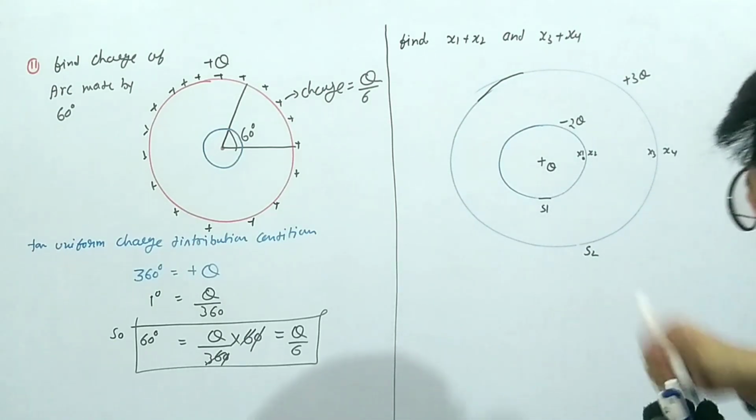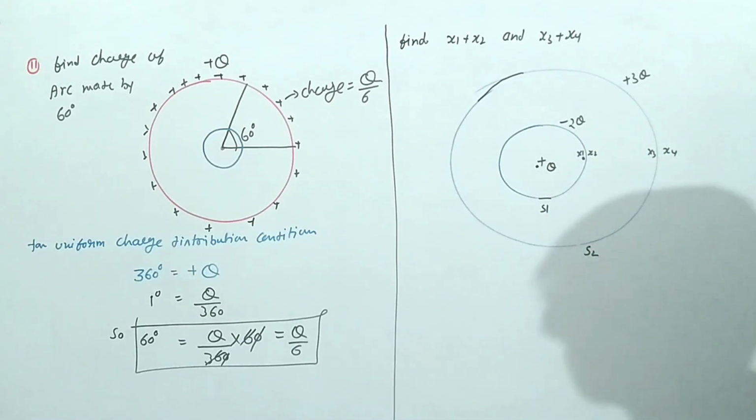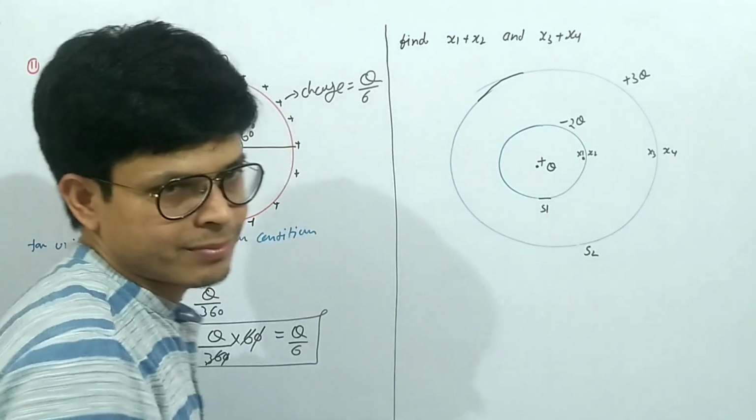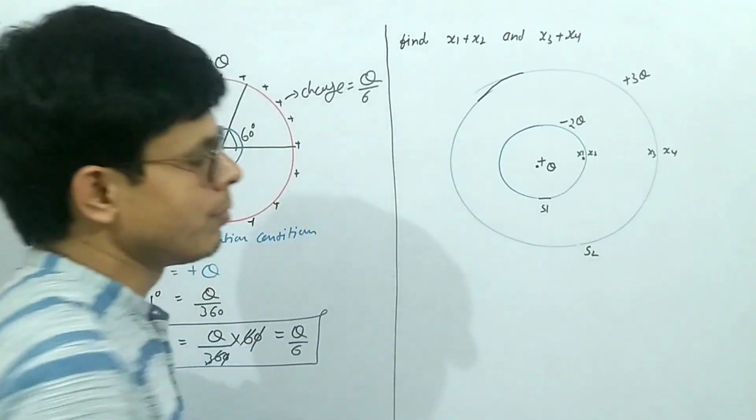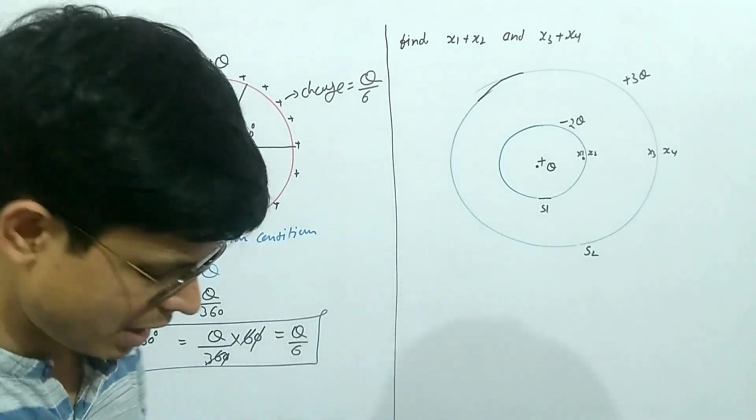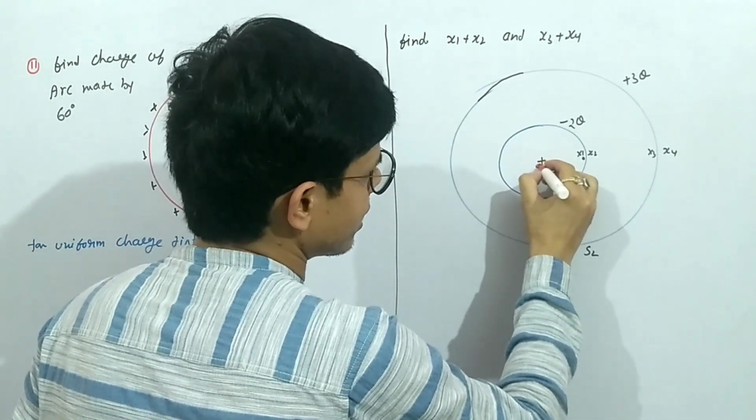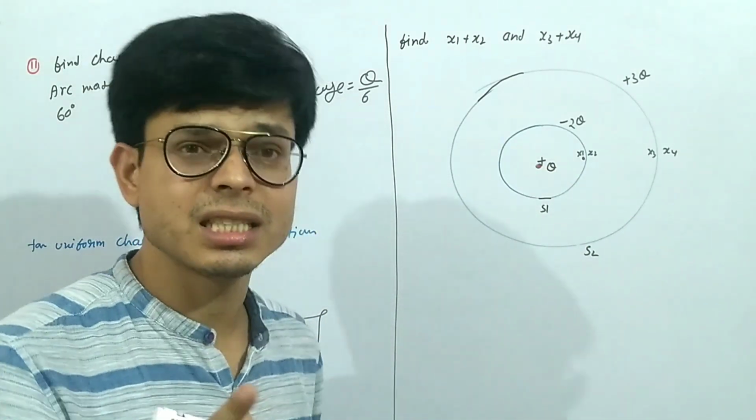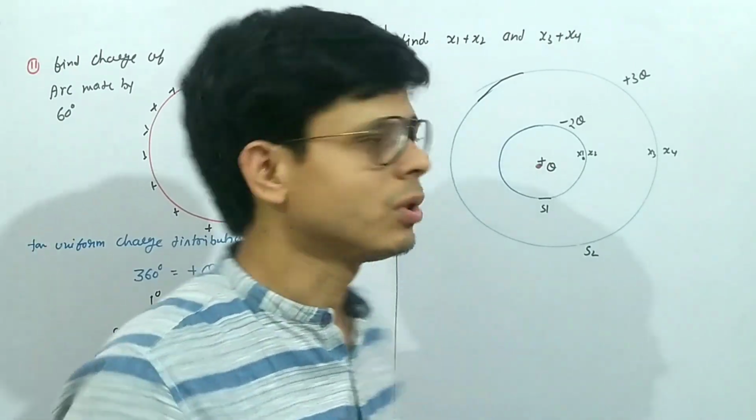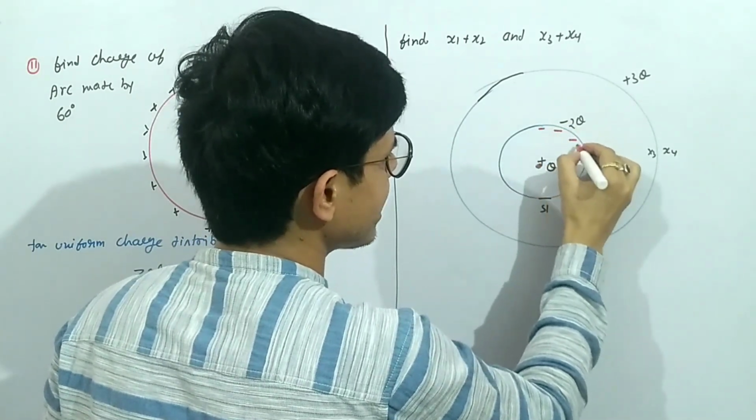One charge is kept at the concentric center, the charge on the first surface is minus 2q, and the charge on the second surface is plus 3q. Our task is to find out x1 plus x2 and x3 plus x4, meaning the charge on these two and these two. Now see carefully. This charge is kept at the center, and we know inside a conductor the charge always remains 0. So inside this conductor how much charge? Plus q.